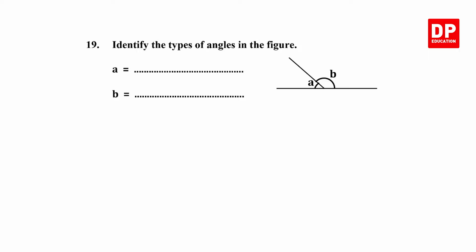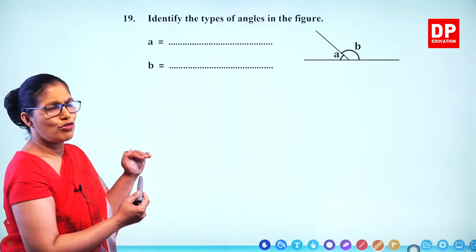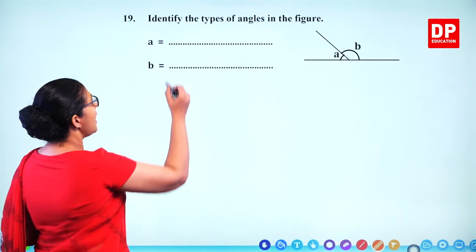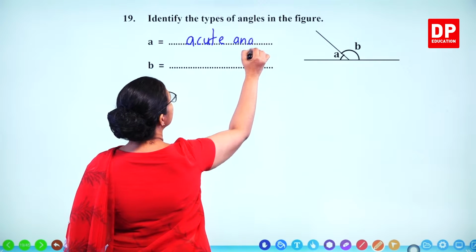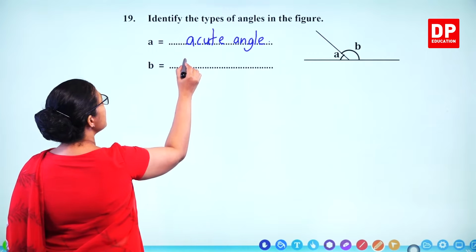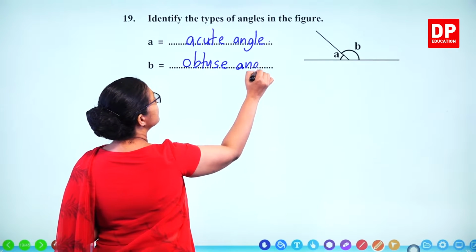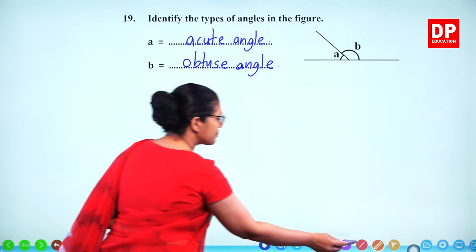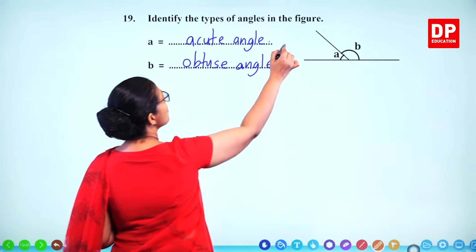Question number 19. Identify the types of angles in the figure A and B. A is very small. What you call that? Less than 90. Acute angle. B is more than 90, less than 180. Obtuse angle. One each.